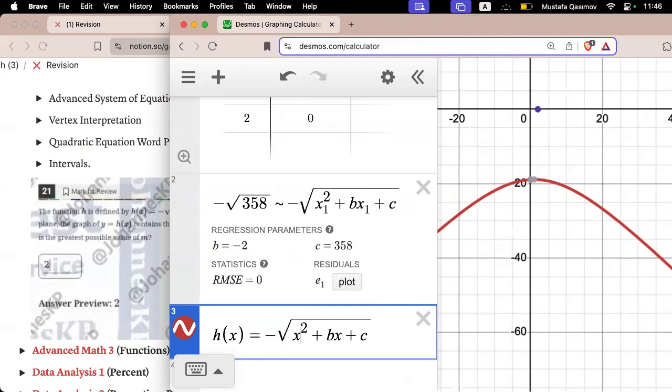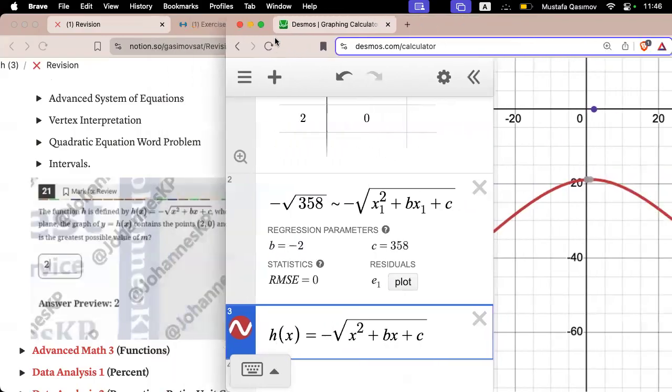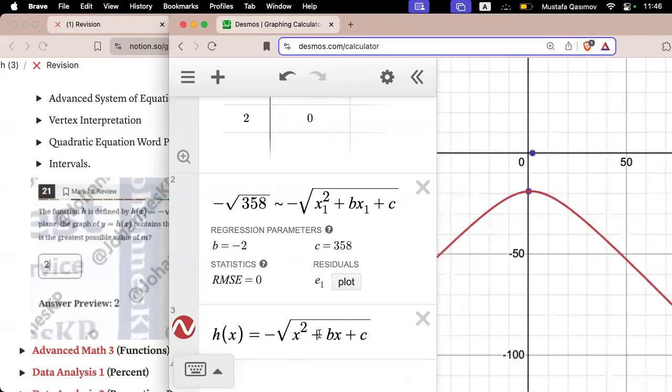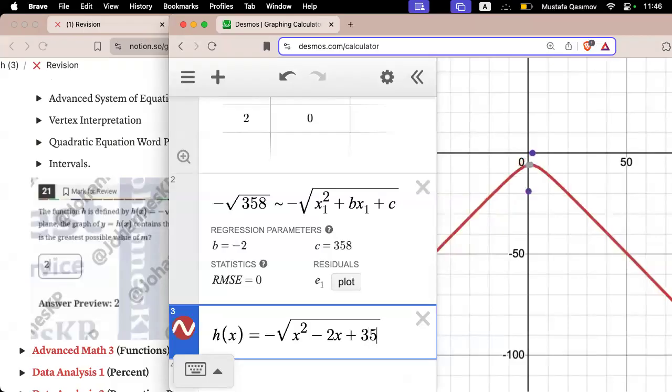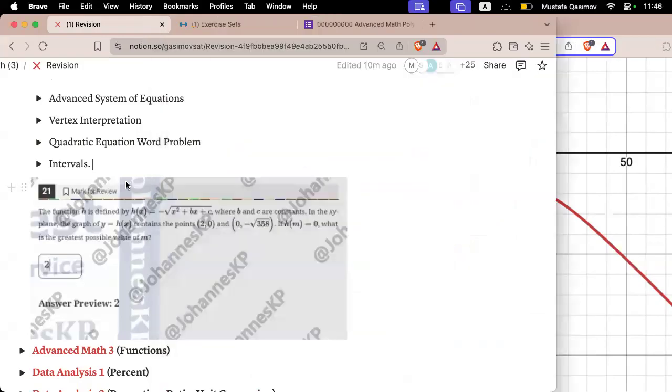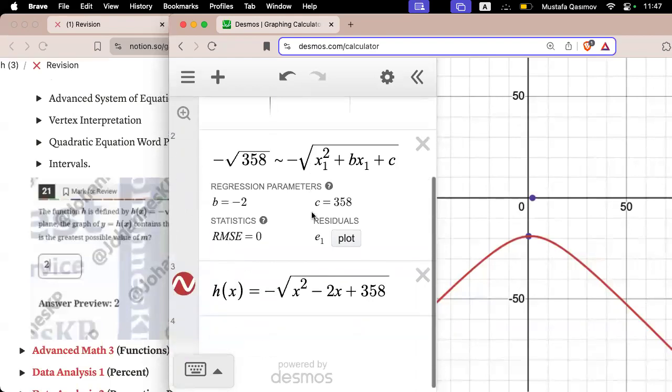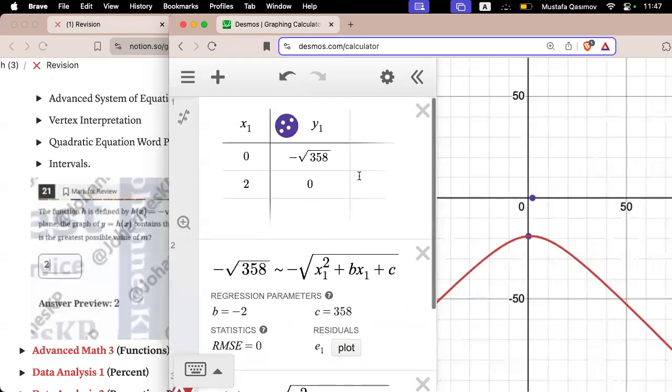Just wait. Bx plus c. Okay. You can see it is also not passing through here. So let's write negative 2 instead of b. Let's write positive 358 instead of c and we will get the equation. But I made a mistake here. I don't know what mistake I made. Negative x squared plus bx, b is negative 2. Okay, maybe it's not correct generally. Okay, let's do it like that.